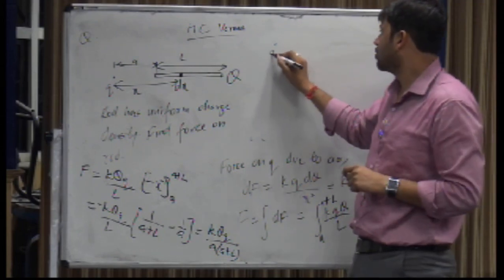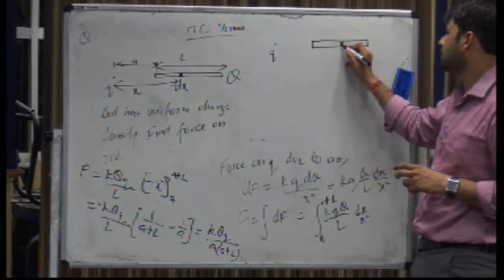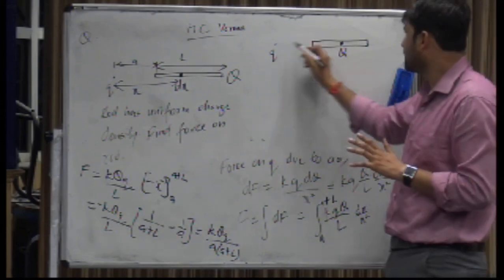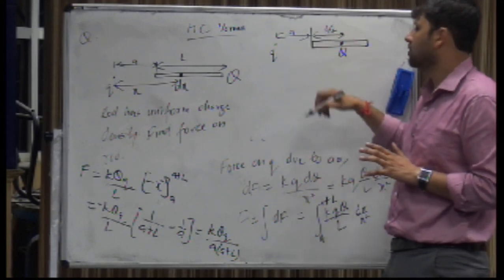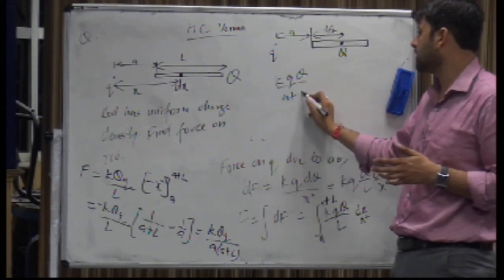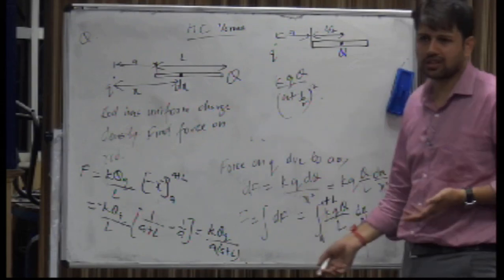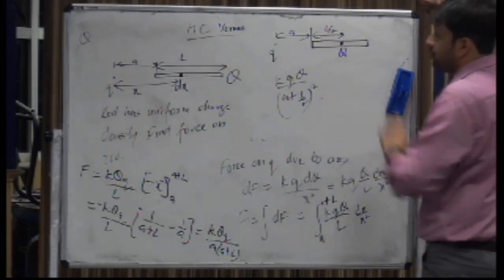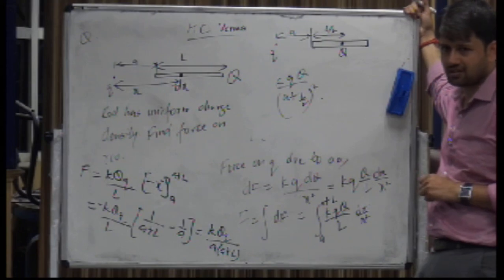Let's go for method B. Let's say instead of the rod, I place whole of the charge Q at center. Is it okay? The distance would be, this is A, this is L by 2. The force between these two would be KQq upon (A plus L by 2) whole square. It is not the same thing. So while for a sphere the forces came out to be same after integrating, for a rod they didn't.